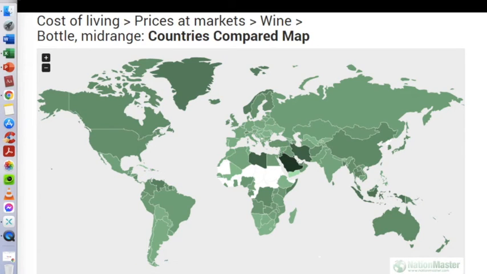Or wine, we can see wine is very expensive in Saudi Arabia where it's illegal. It's very expensive in Iran where it's not very common. It's very expensive in Algeria, where it might not be legal. It's quite cheap in France, quite cheap throughout Europe where it's readily available. It's more expensive in China.